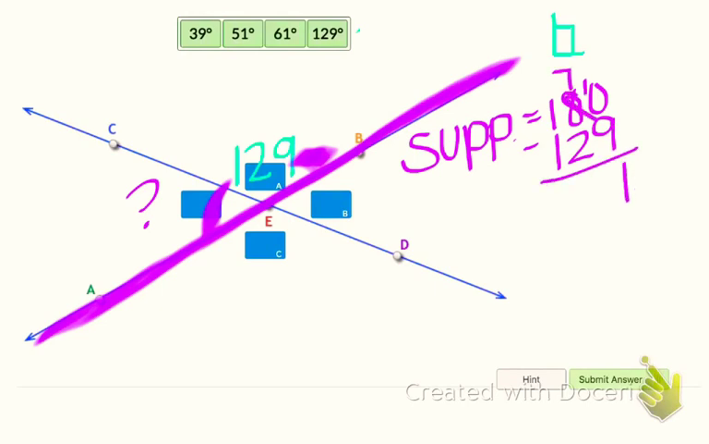So 10 minus 9 is 1. 765. So maybe 51, is that? Yep, that's a choice. So I'm going to go with this one is most likely 51.